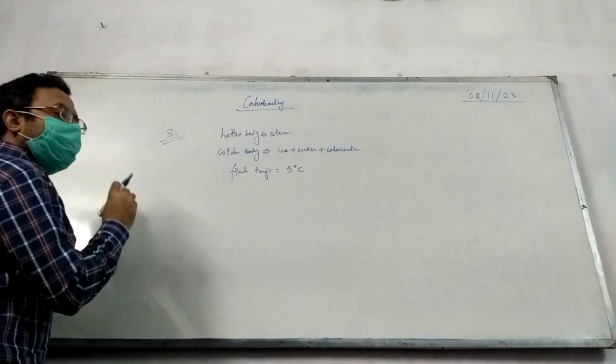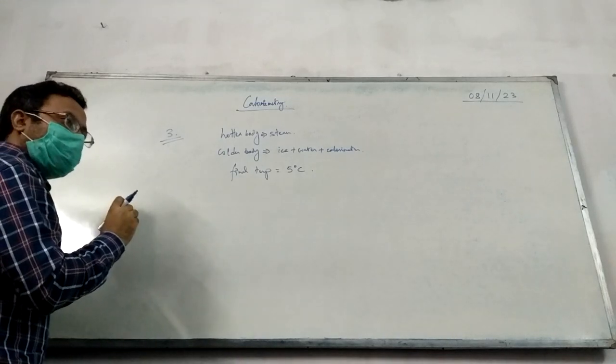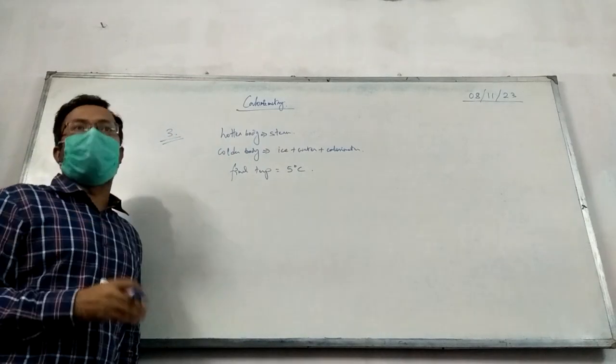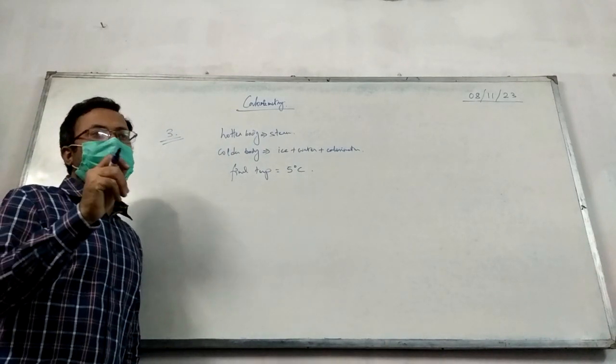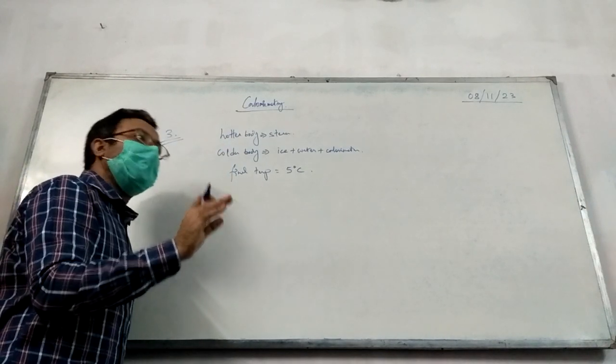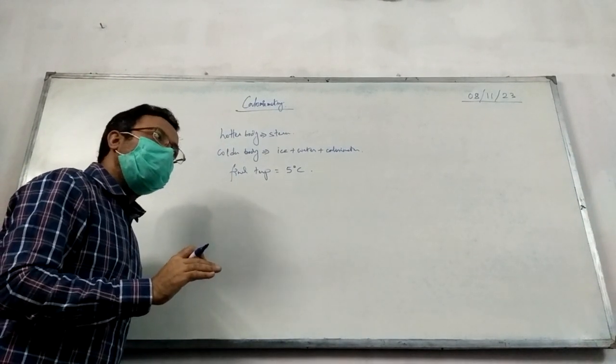So what will we use? We'll use the principle of calorimetry. Heat lost by the hotter body is equal to heat gained by the colder body. Look, in the heat lost by the hotter body, the mass is not known to us. So what will I do? I'll go for the colder body first, because for the colder body the mass is mentioned and its final temperature is also given.